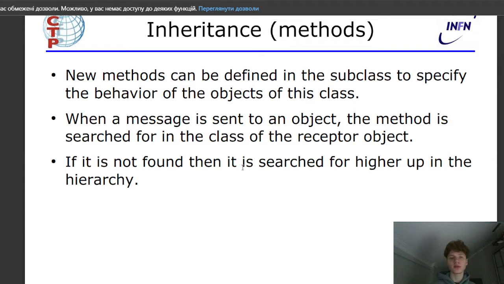Instance methods. New methods can be defined in the subclass to specify the behavior of the objects of the class. When a message is sent to an object, the method is searched for in the class of the receptor object. If it isn't found, then it is searched for higher up in the hierarchy.